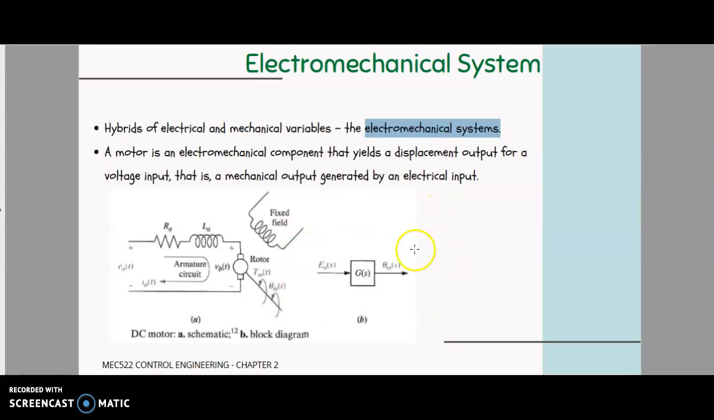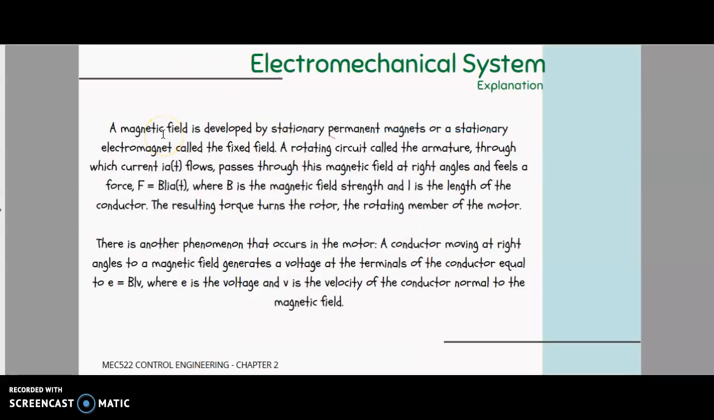Okay, this one is a simple block diagram. This one is the output and this one is the input. And then this one G(s) is the transfer function. This is about how the electromechanical system works.